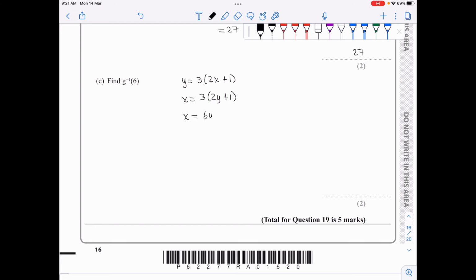x is 6y plus 3. x minus 3 is 6y. So x minus 3 over 6 is y. So g inverse of x is x minus 3 over 6, which means that g inverse of 6 will be 6 minus 3 over 6, which is 3 over 6, which is just a half.